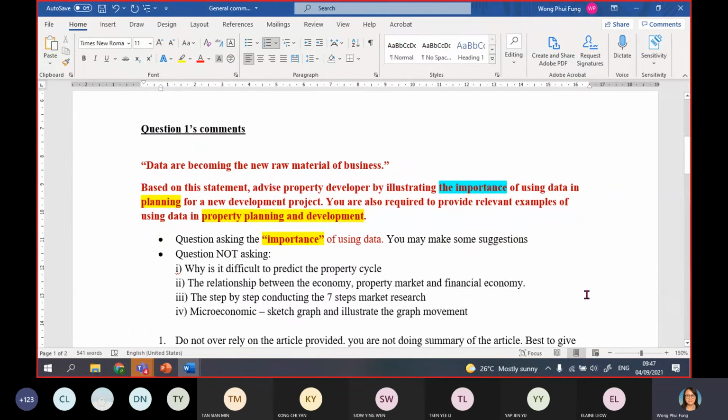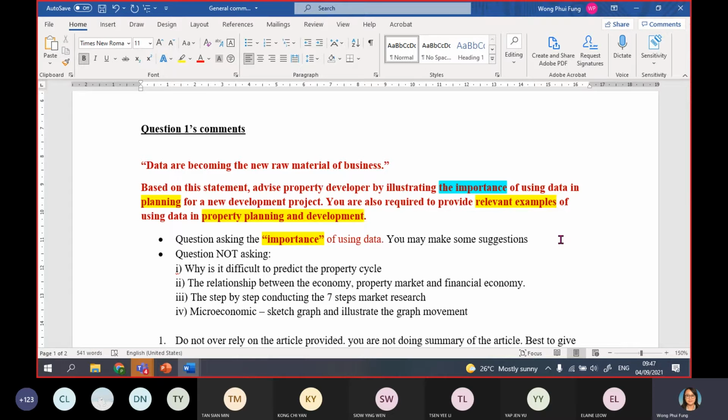Question 1 asks: data are becoming the new raw material of business. Based on this statement, advise, can you see the word advise, a property developer by illustrating the importance of using data in planning, the keyword planning, for a new development project. You are required to provide, this one also a keyword, relevant examples of using data in property planning and development.